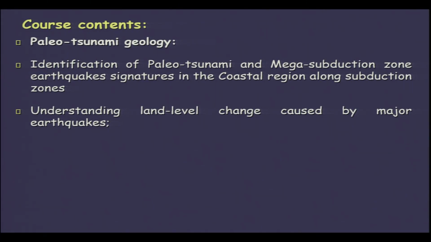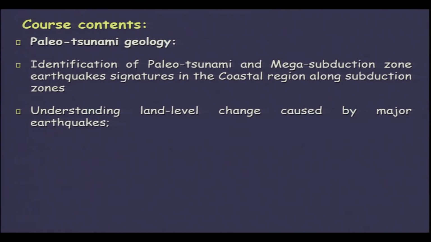Now, we experienced the land level change during the 2004 mega thrust subduction zone earthquake, the Sumatra Andaman earthquake. So, the question is whether such earthquakes did not occur in the past, during historical time or in the geological past. The answer is no. This was not the only earthquake; there were many more which took place in the past, and we have the signatures, the evidence, preserved in the sediments.